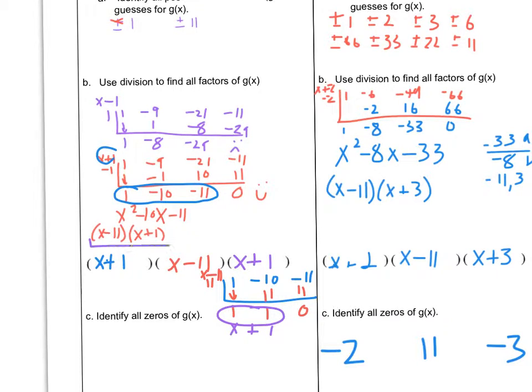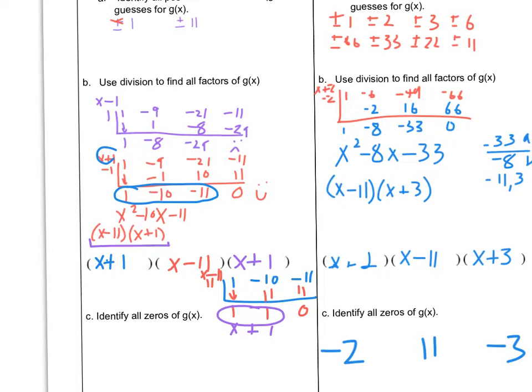Those are the same two things that we got here, but without factoring, we used synthetic division instead. It doesn't really matter which way you do it. Factoring is a little bit faster, especially if you have lots of roots to try, but synthetic division will work just fine. All right, last part, identifying the zeros.